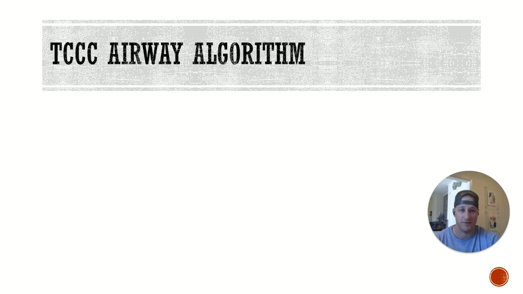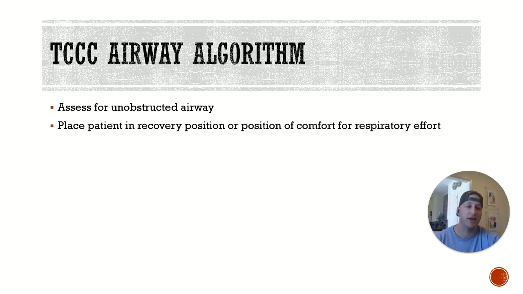All right, the TCCC airway algorithm. It's extremely straightforward. It's been simplified over the years, but assess for unobstructed airway. So basically look at those things that we looked at before. Place the patient in a recovery position or position of comfort for respiratory effort. They have clarified in previous statements that the recovery position is basically a head tilt chin lift, and see if that causes any relief of airway obstruction, or position of comfort.